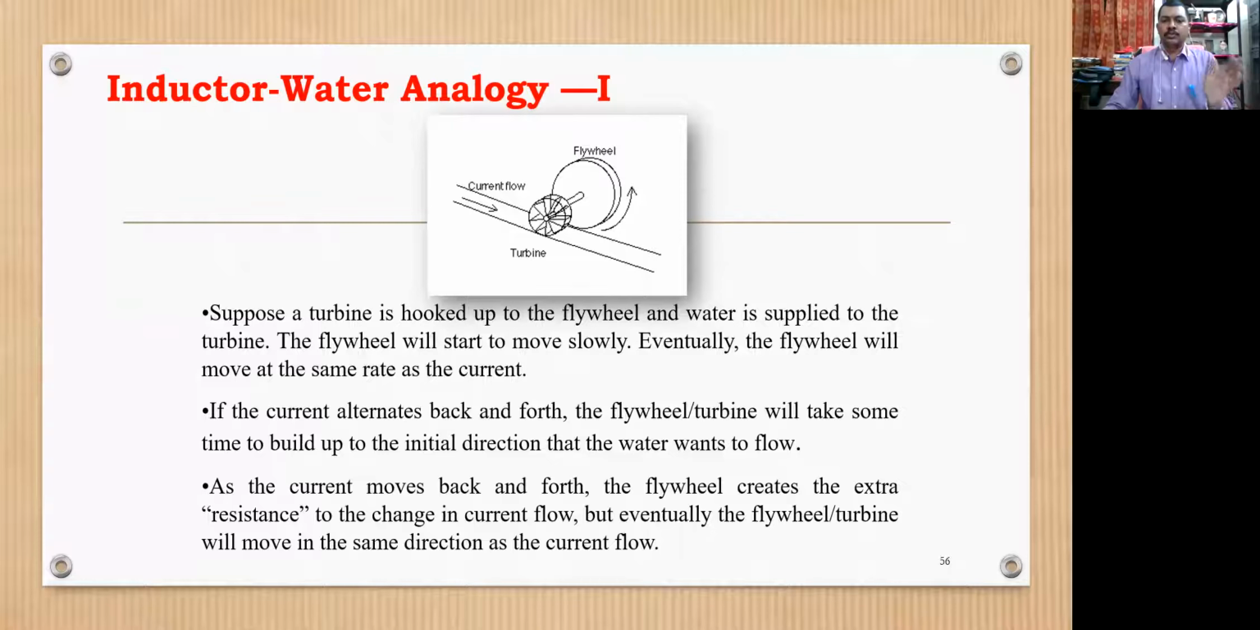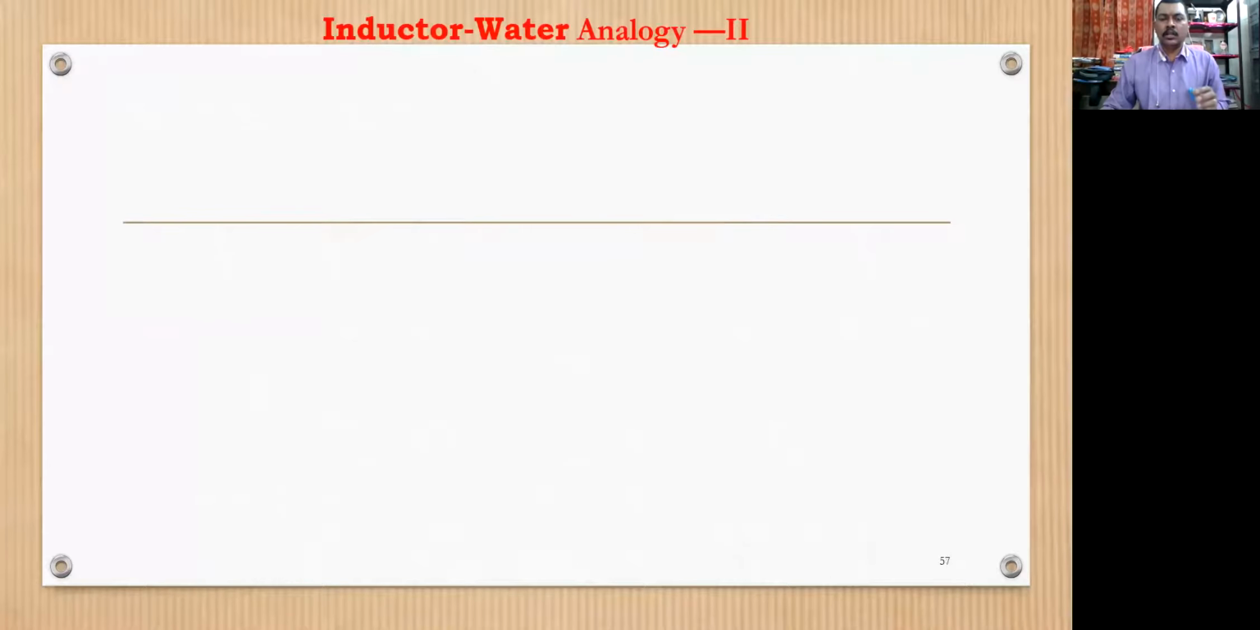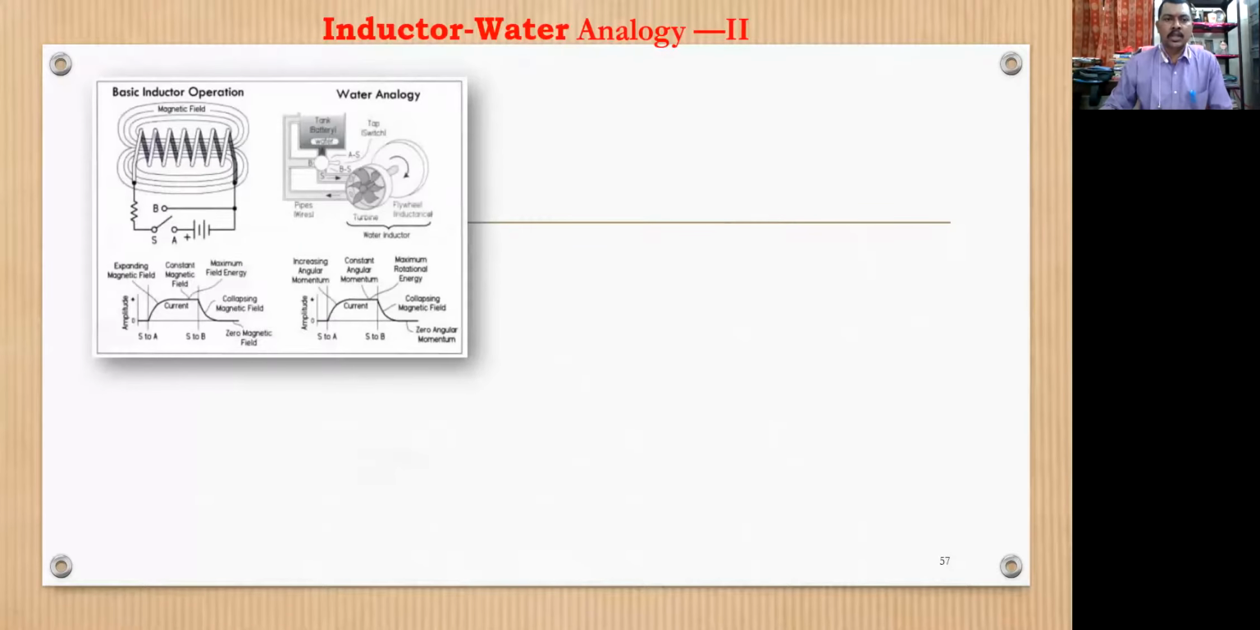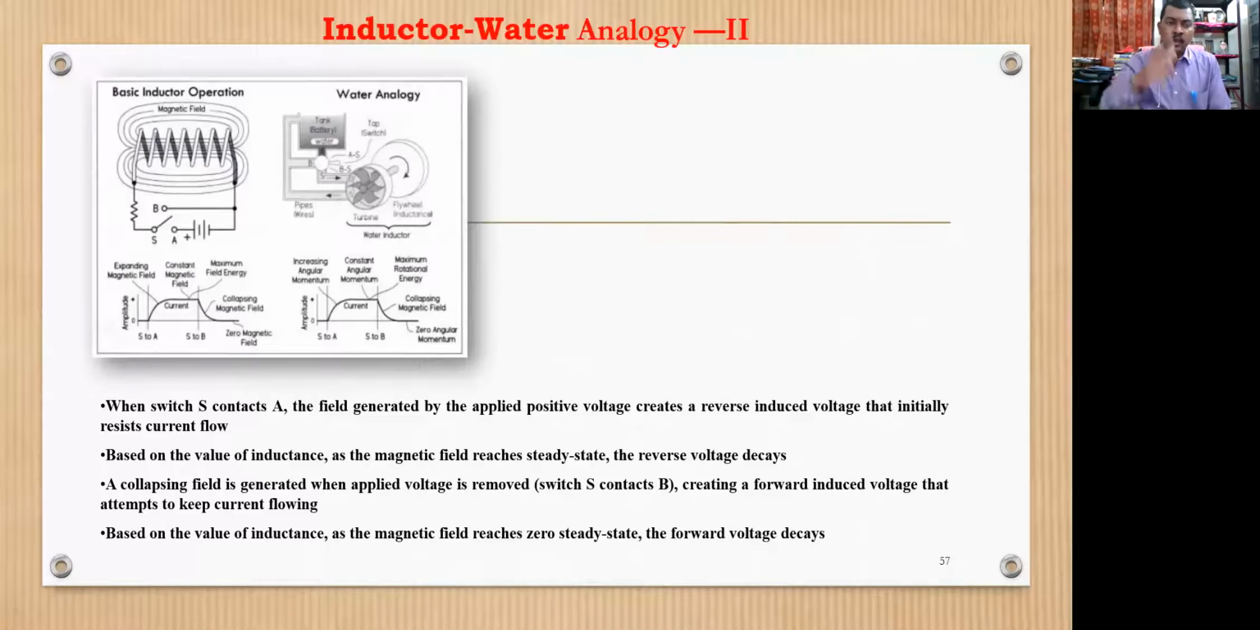As the current moves back and forth, the flywheel creates the extra resistance to change in the current flow. But eventually, the flywheel or a turbine will move in the same direction as the current flow. आप ऐसा भेजो या ऐसा भेजो, जब भी आप ऐसा ऐसा करोगे तो ये फ्लाईव्हील भी वैसे वैसे पोजीशन पे मूव करेगी. So this is actually the current analogy circuit, and if you are able to see the screen, so there is a second method where we can associate inductor with this.